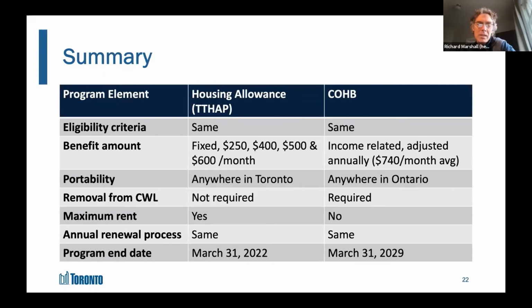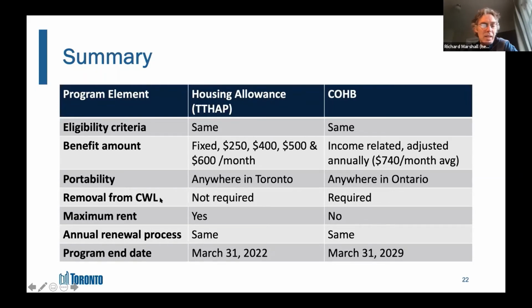Based on year 1, it's about $740 per month on average. In terms of portability, which is a great feature of housing allowances and housing benefits, the housing allowance can be used anywhere in Toronto. The COB can actually be used anywhere in Ontario. It's portable throughout the province.